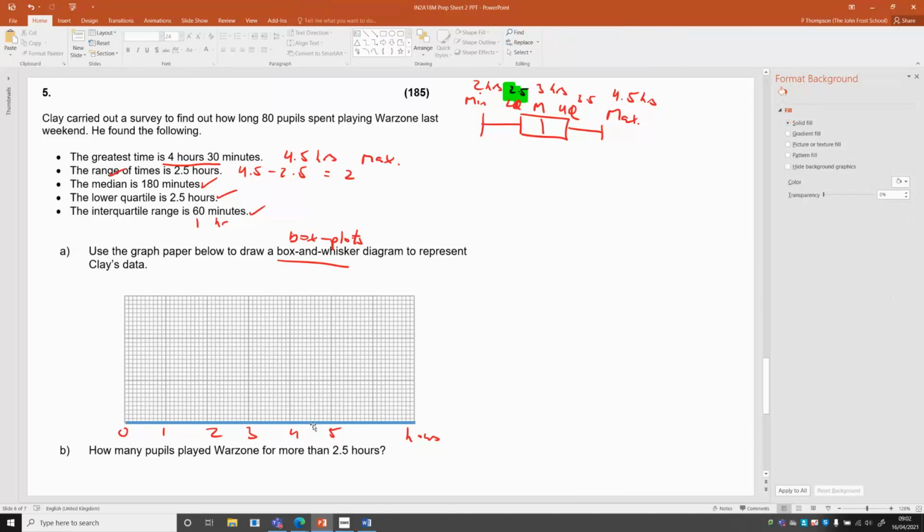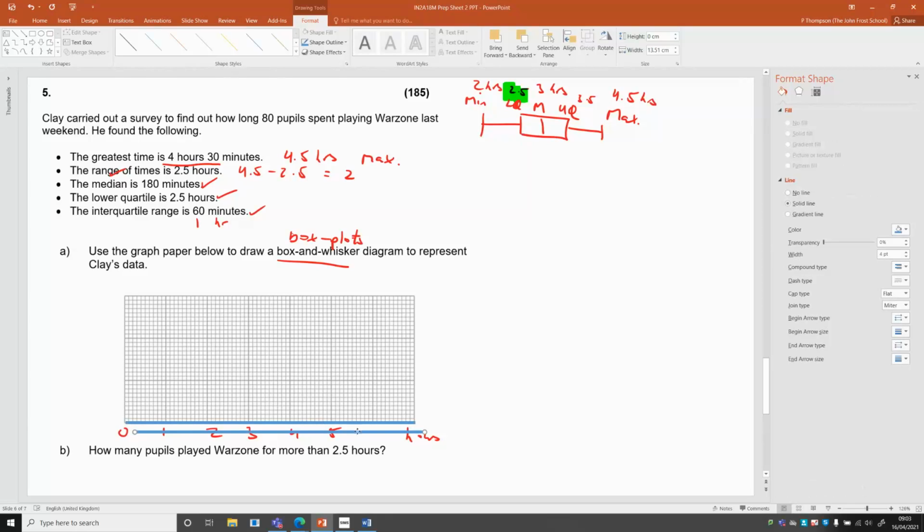Say 4 point. Here's my scale. I'll draw my box plot now, okay? So you need some vertical lines for each part now.